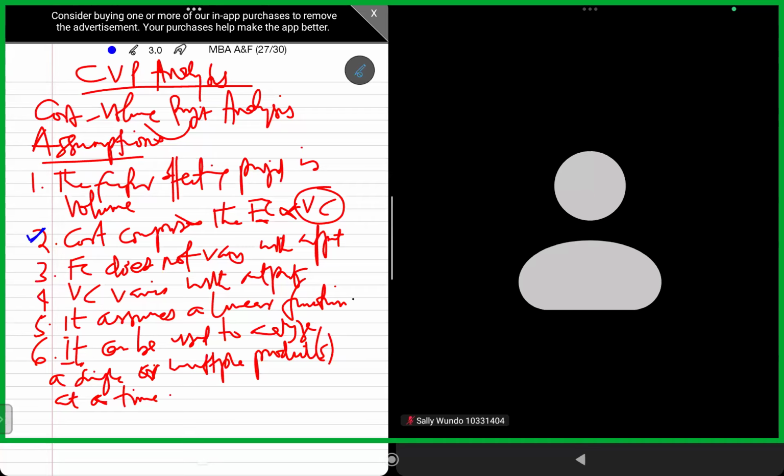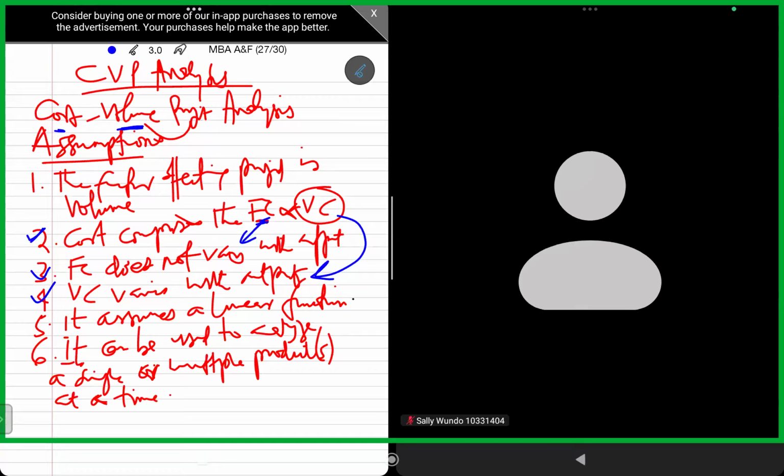Then we will define what fixed cost is in the next item. We define what variable cost is in the next item. So fixed cost does not vary with output, variable cost varies with output. Then we are done with cost. Now 2, 3, 4, they are on cost. Then we can speak on volume.